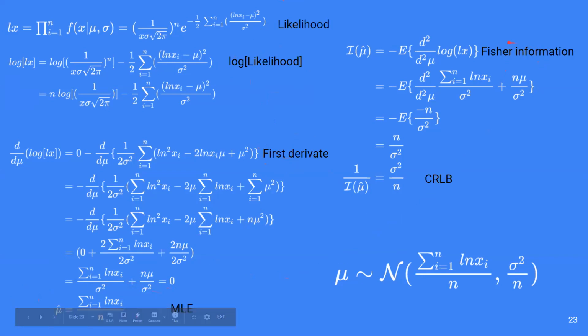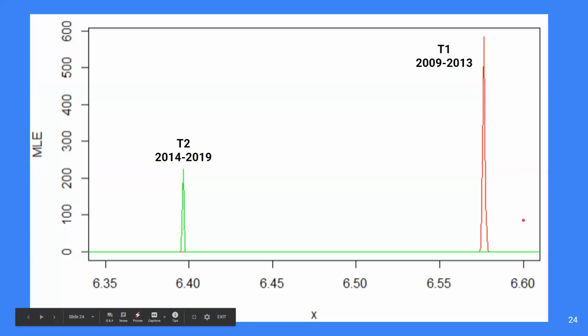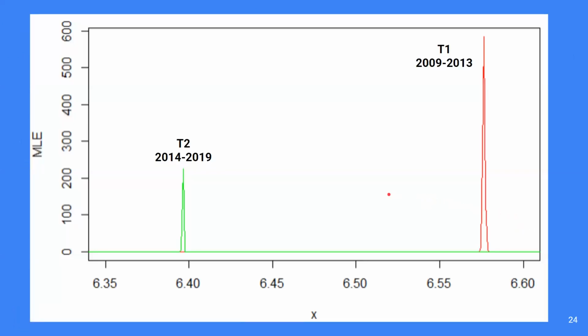And then we look into the Fisher information and find the Cramér-Rao lower bound. And then we obtain the MLE for mu that follows a normal distribution with mean mu hat, and a variance with the Cramér-Rao lower bound. And well, in this plot, the MLE for the hypothesis 3, we can see that the solids in the water is greater in the period for agricultural activities, which is from 2009 to 2013.